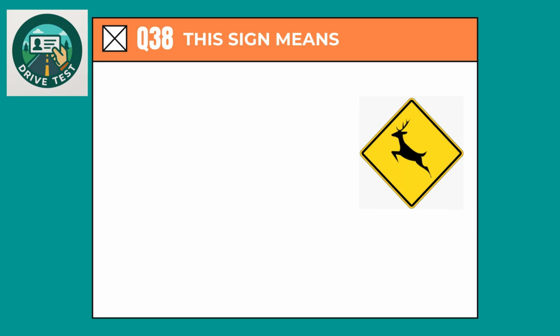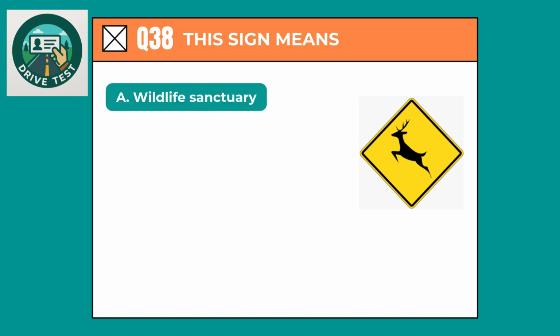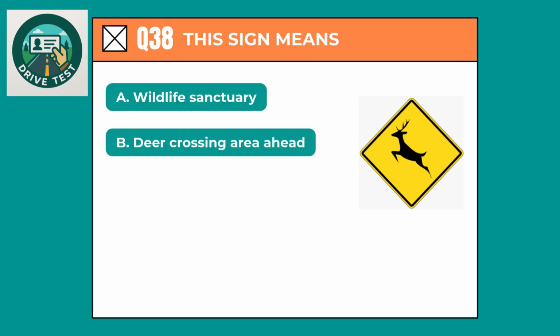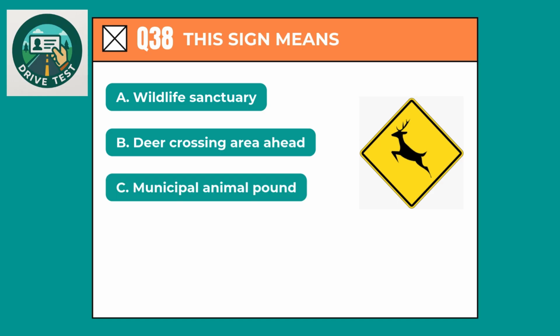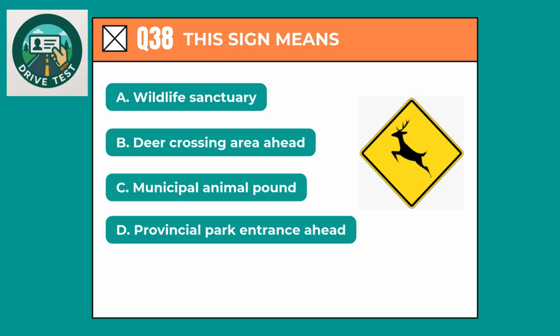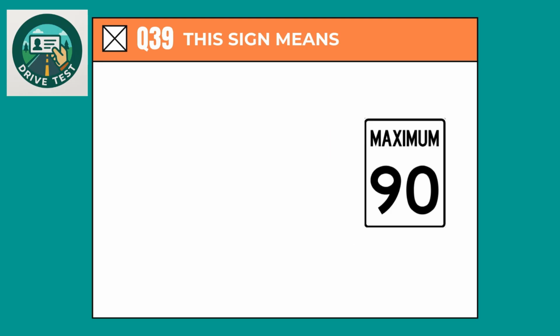Question 38. This sign means A. Wildlife sanctuary. B. Deer crossing area ahead. C. Municipal animal pound. D. Provincial park entrance ahead. The correct answer is B. Deer crossing area ahead. Deer may cross suddenly. Slow down.